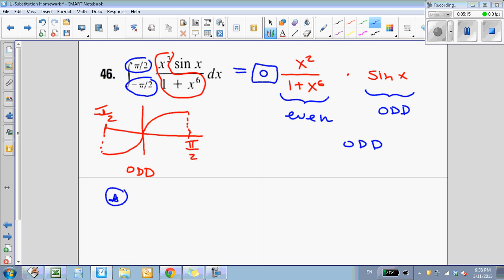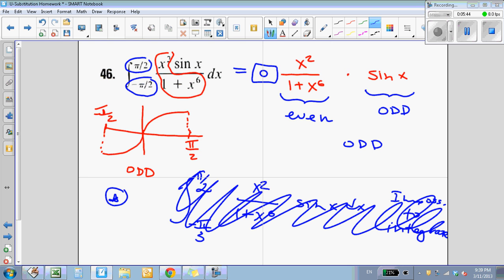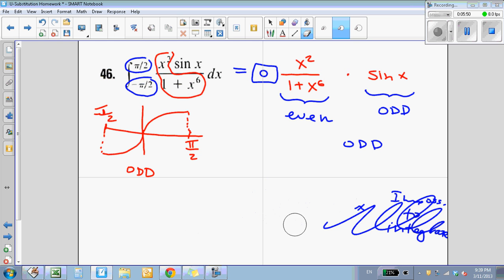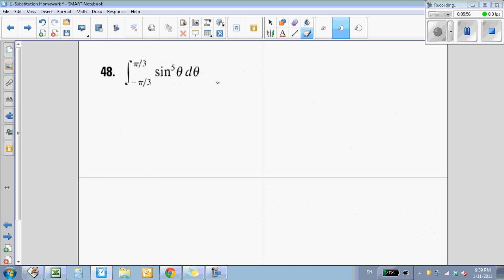And be careful if, for some reason, let's say I change this to negative pi over 3 to pi over 2, where the limits of integration are not the same, you cannot make any assumptions at all. So you can't find it. It's impossible to find without a calculator or to integrate. So make sure that you're using the fact that it's an odd function only when it is reasonable. It has to actually have the same limits of integration, and one has to be positive and one has to be negative. And then number 48 has this, it's exactly the same thing.